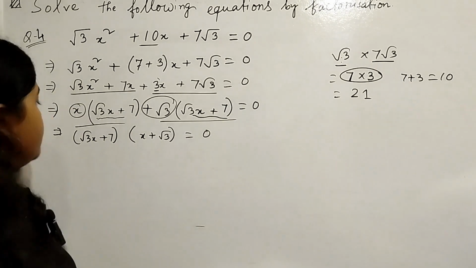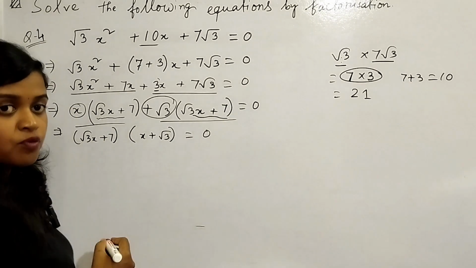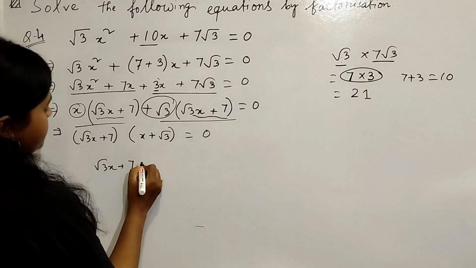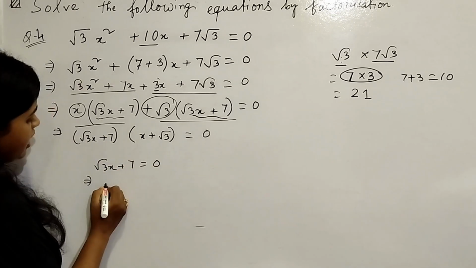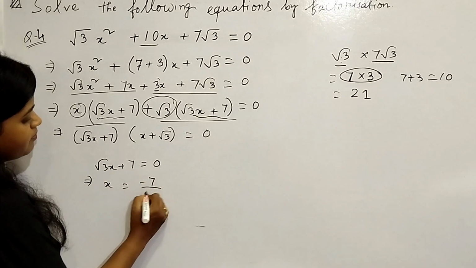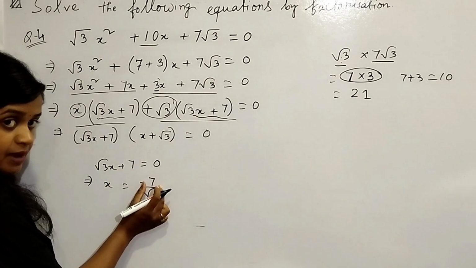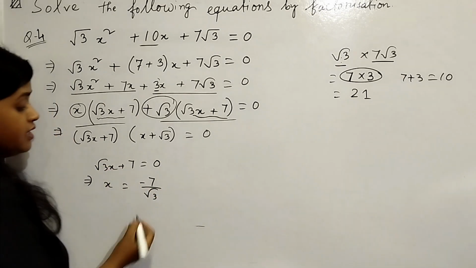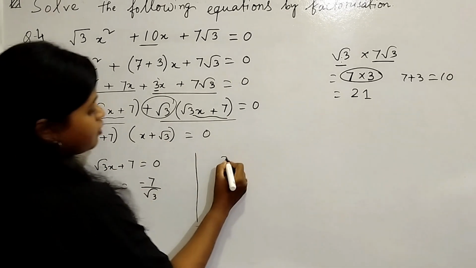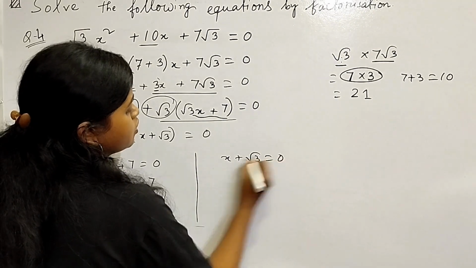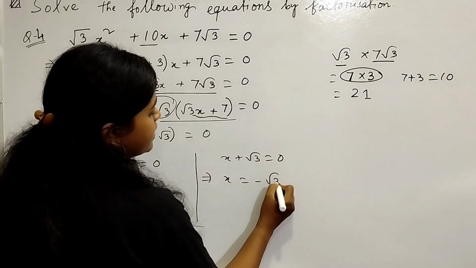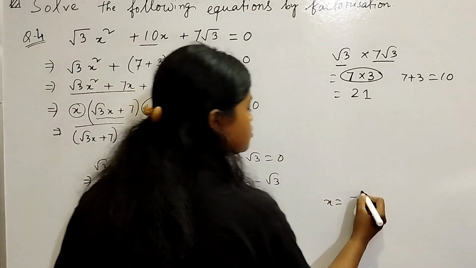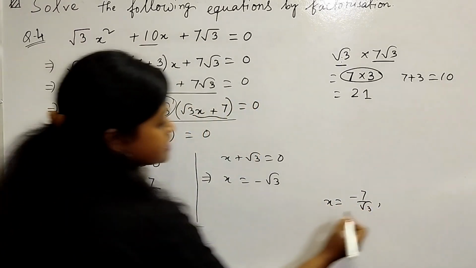Now you have to solve the equation, means we have to find the value of x. So root 3 x plus 7 equals to 0 and the value of x equals to minus 7 by root 3. Plus 7 becomes minus 7 and root 3 is multiplied with x, so this should be divided on the right hand side. And for this case x plus root 3 equals to 0 and x equals to what? Minus root 3. So value of x is what? One is minus 7 by root 3 and another is minus root 3.